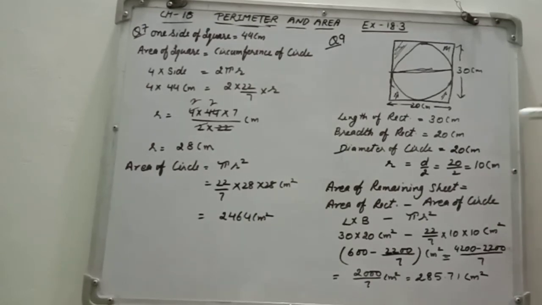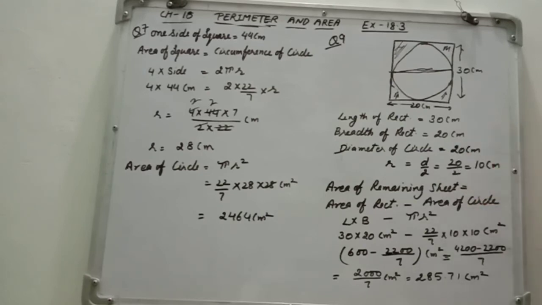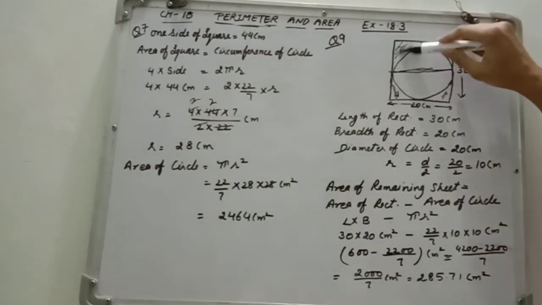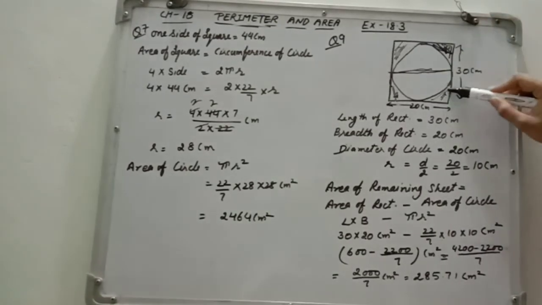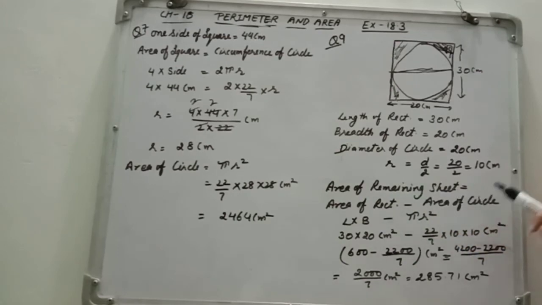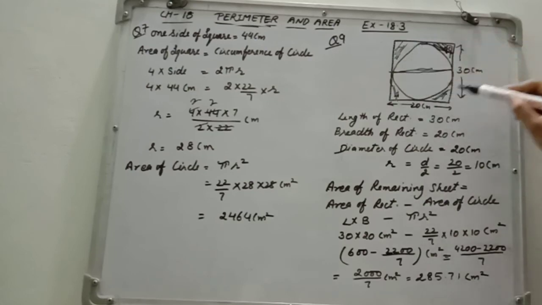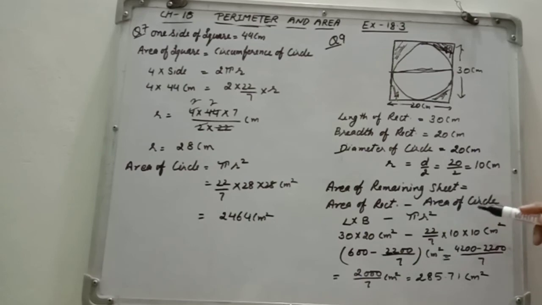Okay. So first we find the radius. What is the formula of radius? Diameter over 2. So what is the diameter? 20. 20 over 2. So we get 10 centimeter is our radius. Okay. So area of the remaining sheet. After cutting, this one is left. So area of the remaining sheet is equal to area of the rectangle minus area of the circle.